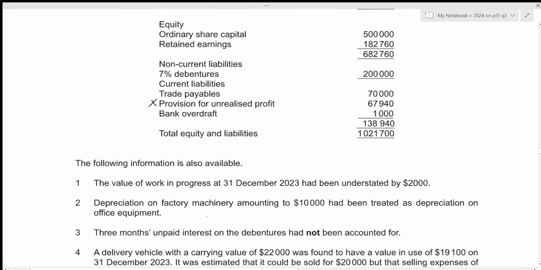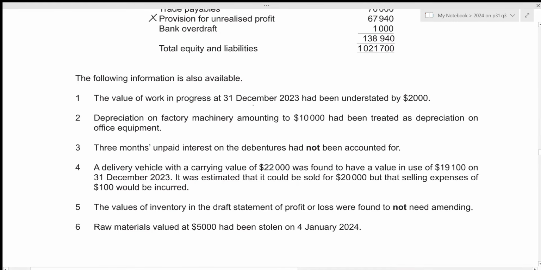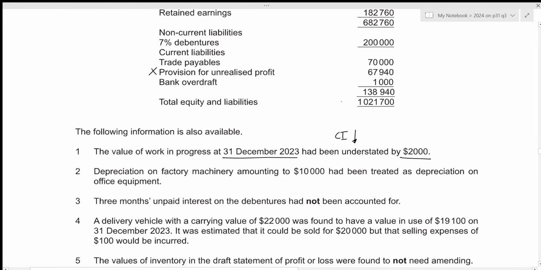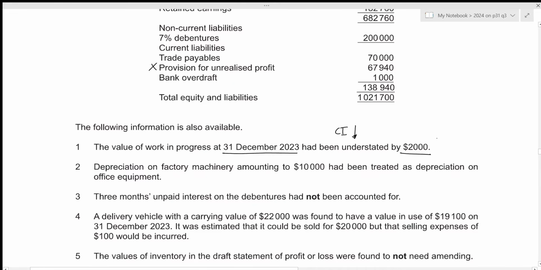And we have some additional information as well. The value of the work in progress at 31st December 2023 had been understated by 2,000. So if our closing inventory of the work in progress was understated, it means that the increase is also incorrect. So we should correct that as well. I think we can adjust it to the cost of production. Previously, the increase in work in progress was 1,700. But if the closing inventory value itself was understated by 2,000, we now have to increase the closing inventory value by 2,000. So this will further increase our increase in the work in progress inventory by 2,000 as well.